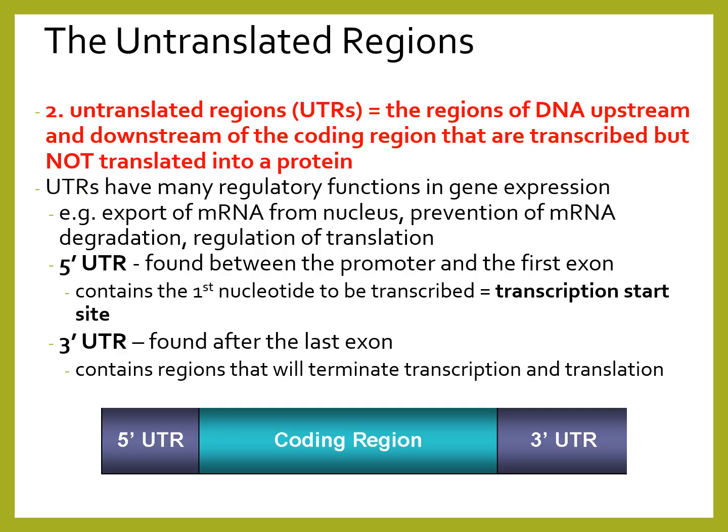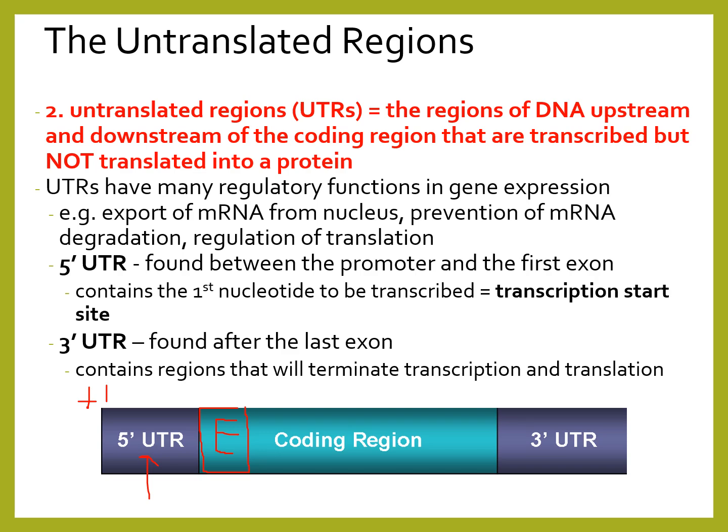And as I just said, there's a region found just in front of the coding region. That's going to be our 5' UTR, right there. It is found between the promoter and the very first exon in the coding region. So I'll draw this little box and I'll write here E, that's our very first exon. The 5' UTR contains the very first nucleotide that is transcribed. It's often called the +1, and it is referred to as the transcription start site.